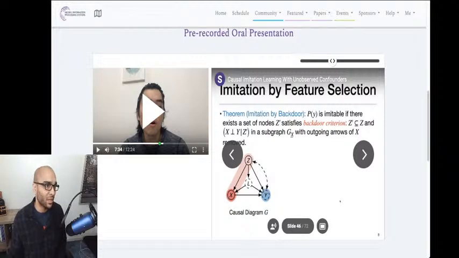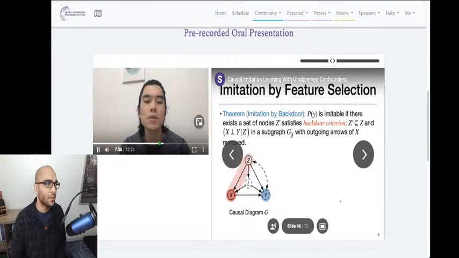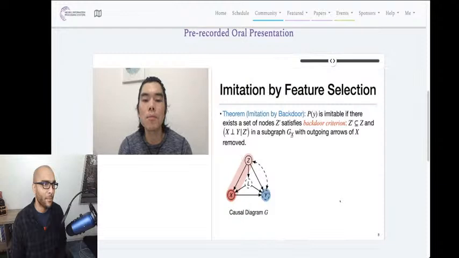Otherwise, but L is latent. So I'm assuming that this is an example of a case where we don't have imitability. Paths between nodes X and Y are blocked by that set Z prime in a subgraph where all outgoing arrows associated with X are removed.